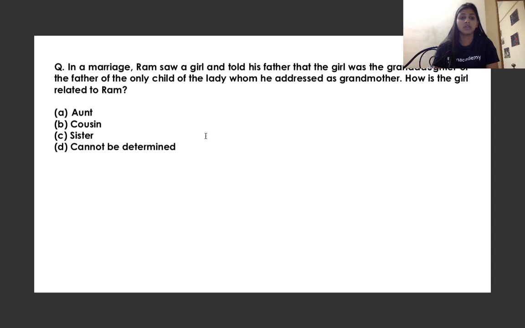Okay, in a marriage, Ram saw a girl and told his father. So how do we solve these kind of questions? We look for some base, like only child of the lady whom he addressed. Ram addressed as grandmother. So we will start with Ram's grandmother. Then we'll move forward. Only child of the grandmother will be who? It will be Ram's father, right?